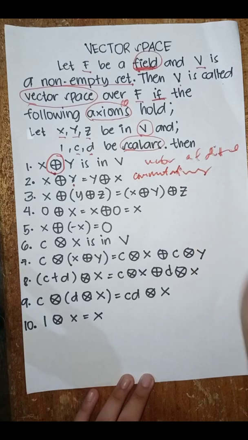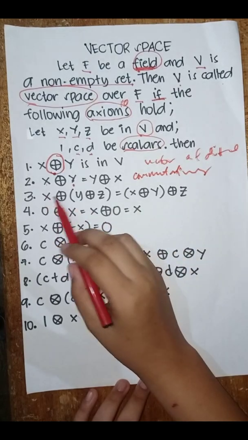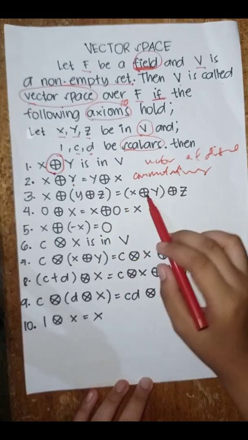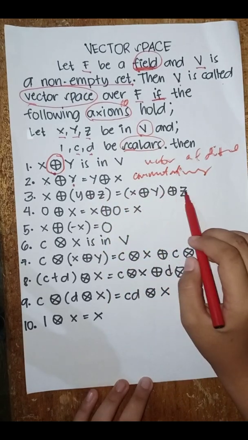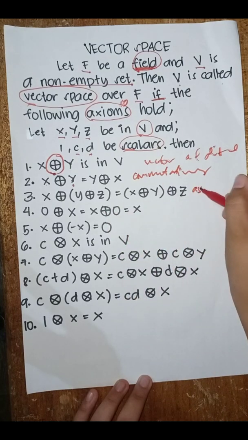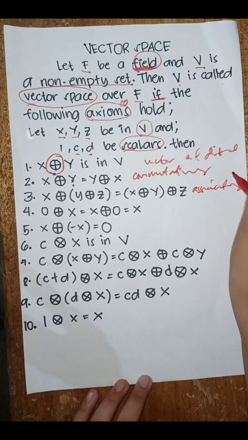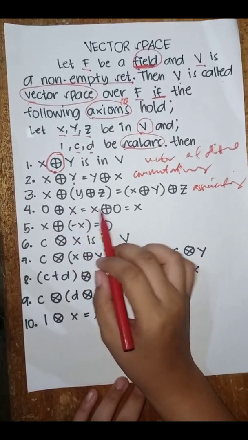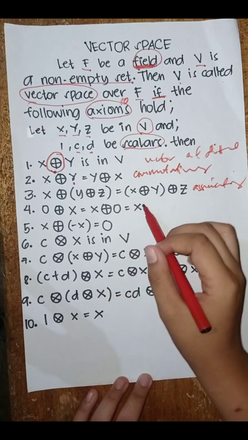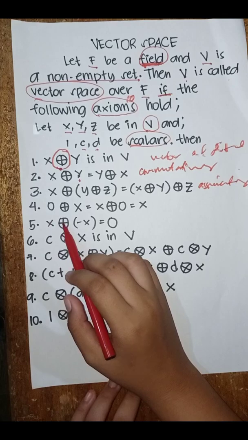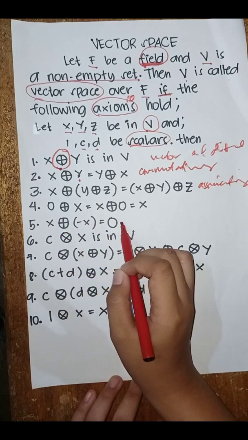Number 3, X plus the quantity of Y plus Z is equals to the quantity of X plus Y plus Z. So, again, as you can observe, it's about associativity. Number 4, 0 plus X is equals to X plus 0 is equals to X. Number 5, X plus negative X is equals to 0.